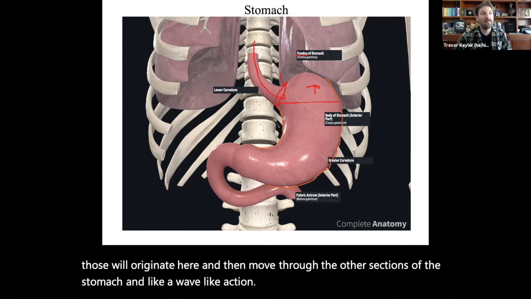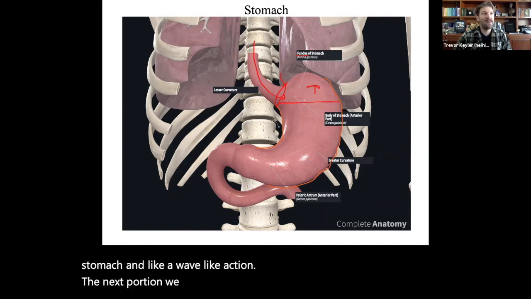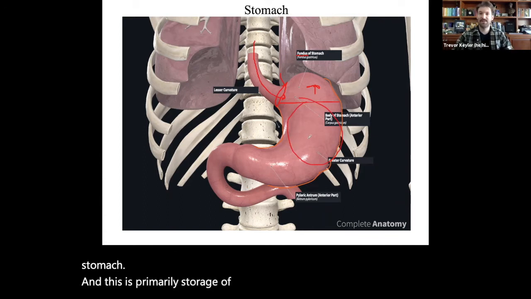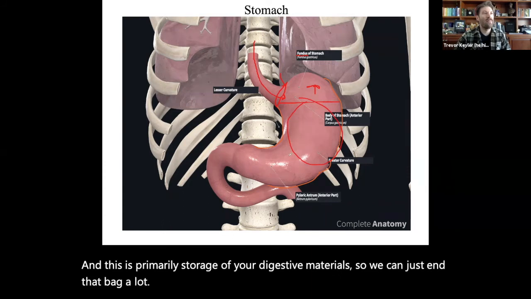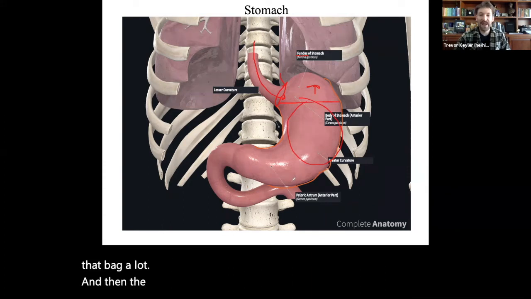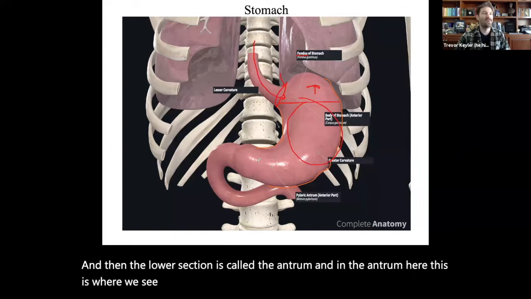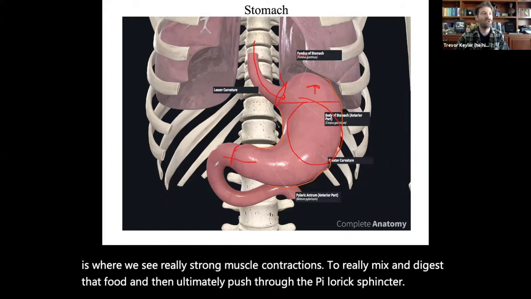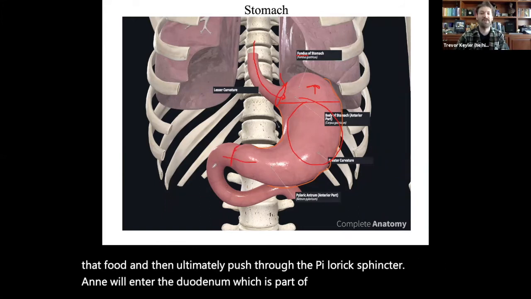The next portion of the stomach would be the body of the stomach. And this is primarily storage of your digested materials, so we can distend that bag a lot. And then the lower section is called the antrum. In the antrum, this is where we see really strong muscle contractions to really mix and digest that food. And then ultimately it'll be pushed through the pyloric sphincter and it'll enter the duodenum, which is part of the upper portion of your small intestine.